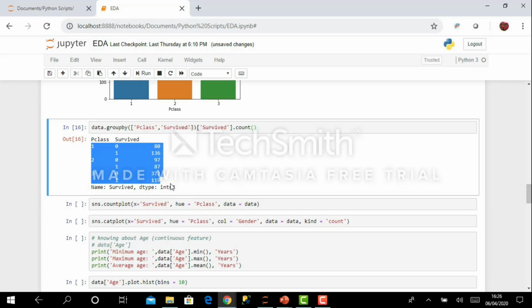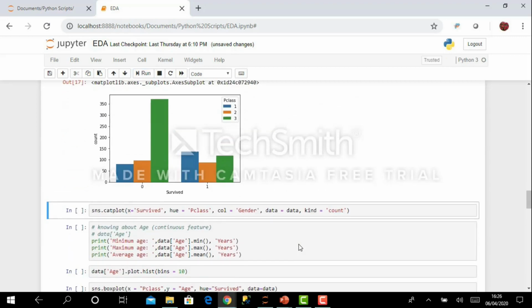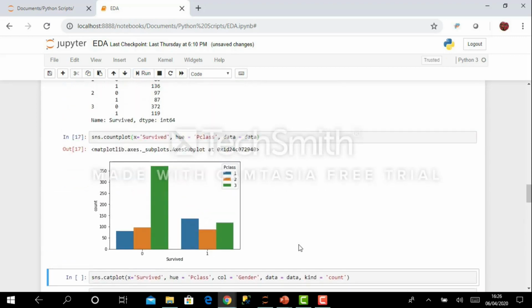So for better understanding, let us plot that data. Now my X value is Survived and hue is Pclass. Okay, so let us execute. So you can see this graphical representation. I can understand that a smaller number of people survived from the third class, but most of the third class passengers did not survive, right?